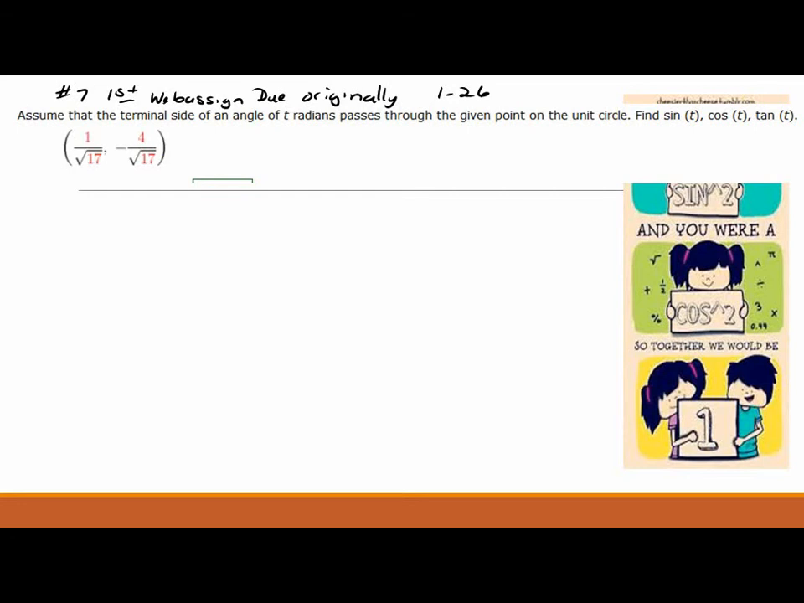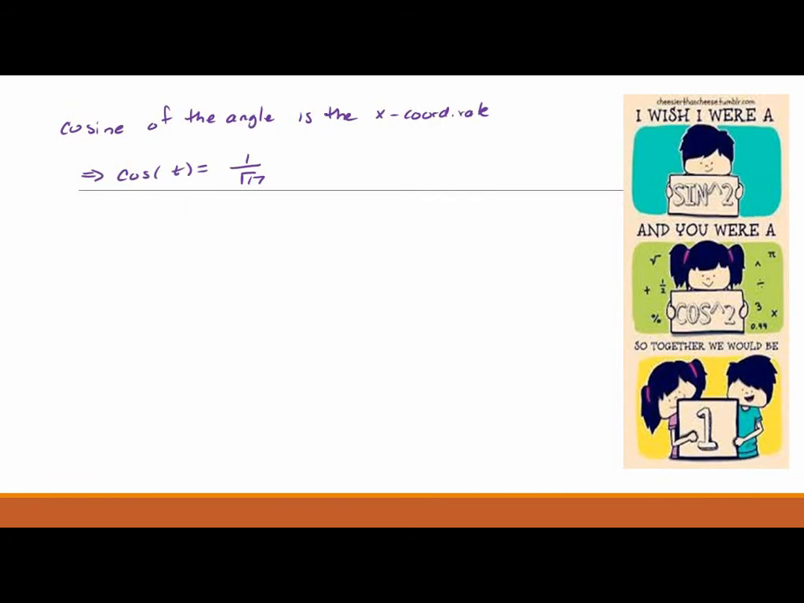So what I've done here is I've screenshot one of the WebAssign problems, number 7 off of the first WebAssign, which was originally due 1/26. This particular problem will appear on the next quiz. The question is, assume that the terminal side of the angle of t radians passes through the given point on the unit circle, and it asks you to find sine t, cosine t, and tangent t. I labeled x equals 1 over square root of 17 and y equals minus 4 over square root of 17, because that's the x and y value.